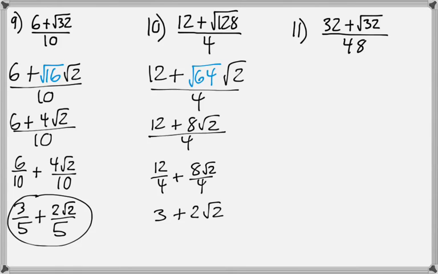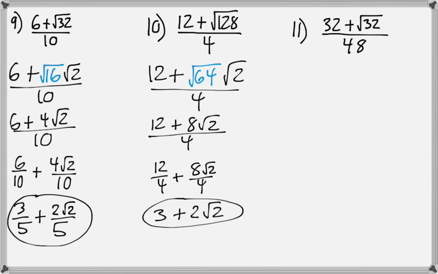And I can't combine this 3 and this 2, because this 3 does not have a square root of 2 with it. So these cannot be combined. This is as far as we can go. It's kind of like if you have 3 plus 2x. The 3 and the 2x are not like terms. It's the same principle here. The 3 and the 2 times square root of 2 are not like terms. That 3 would have to have a square root of 2 along with it to be like terms.